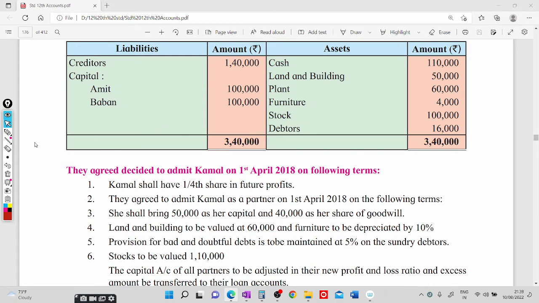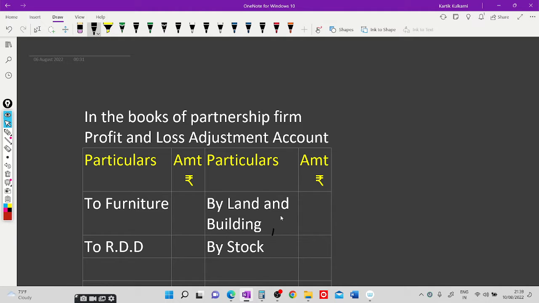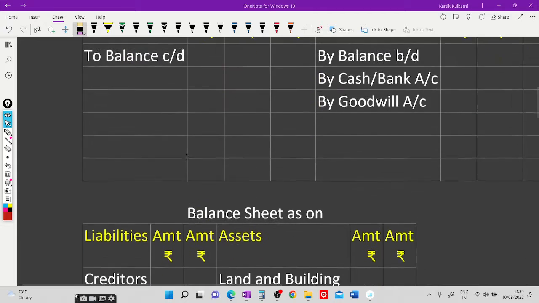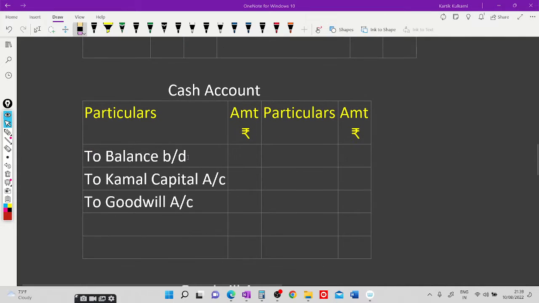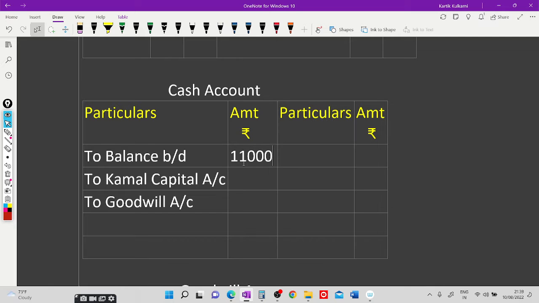First, we will note down the cash balance, 1,10,000 in the cash account. So this is the balance brought down, 1,10,000. Cash account on the debit side, 1,10,000. This is the cash balance.